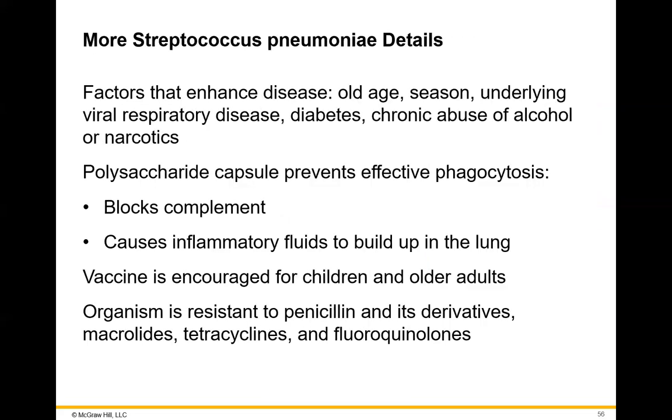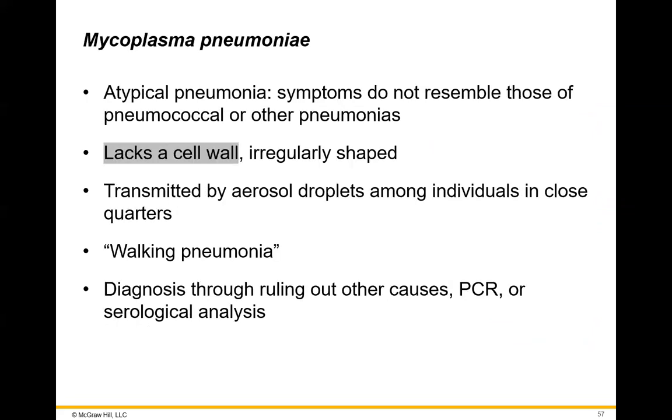It's usually associated with something else that might be lowering your immune system, whether you're sick with something or you're taking a steroid or something like that, to make you more susceptible. And these guys are going to have ways to prevent phagocytosis, like by blocking complement and causing fluids to build up in the lung by certain toxins that they'll produce. We do have antibiotics to treat that.